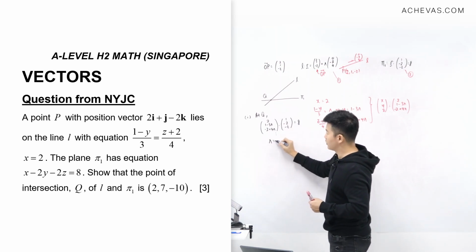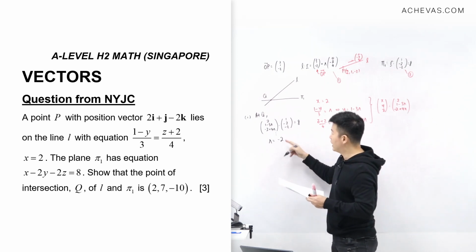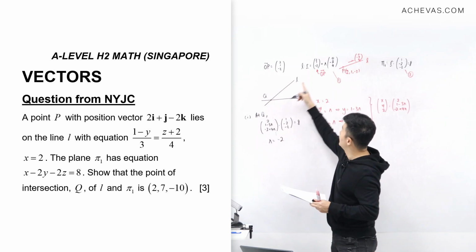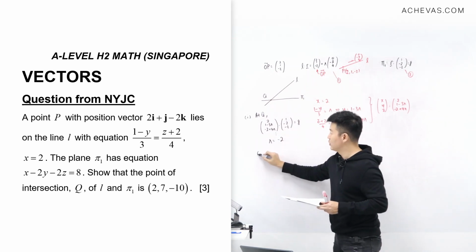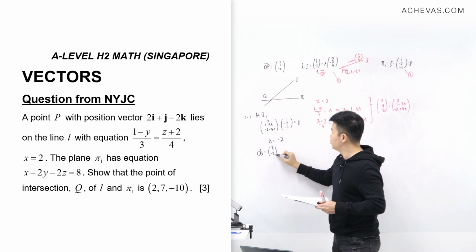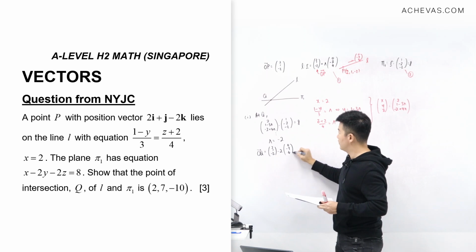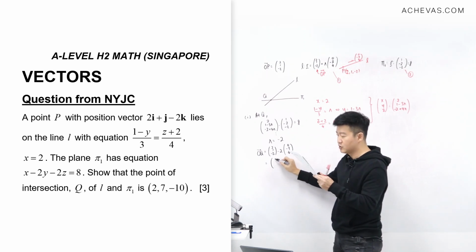Solving for this, you're going to get the value of lambda to be equal to -2. This is the value of lambda at Q, which means that if I sub the lambda into here, I'm going to get OQ, which is (2, 1, -2) - 2 (0, -3, 4). So OQ here is going to be equal to (2, 7, -10).